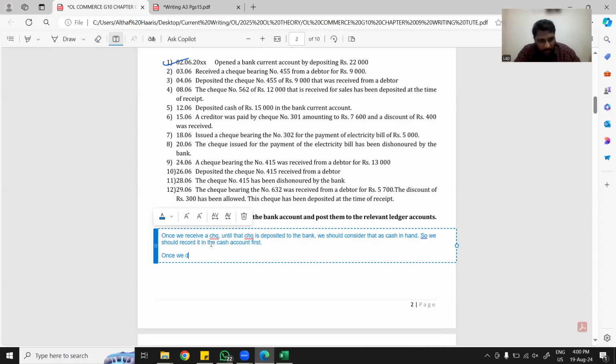Once we deposit the check to the bank, we should remove it from the cash account. Remove means credit. Credit from the cash account and include it. Include means debit. Debit to the bank account.